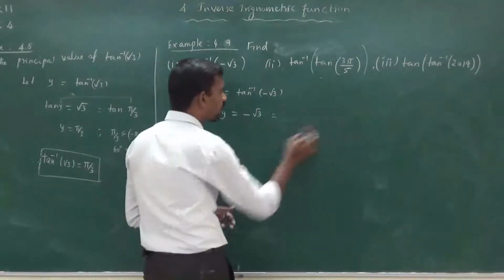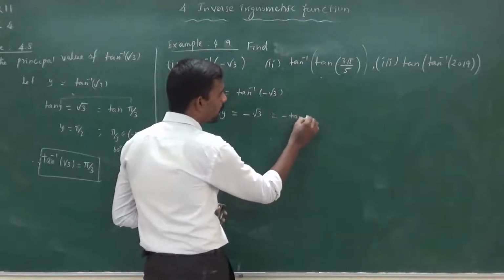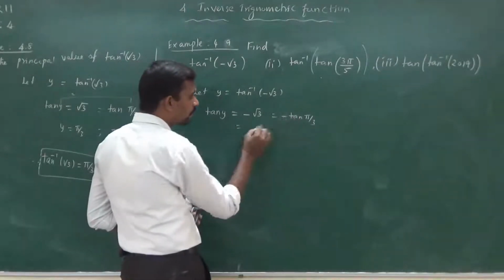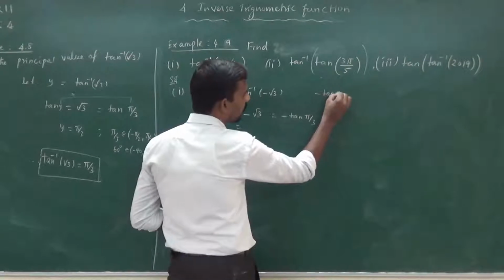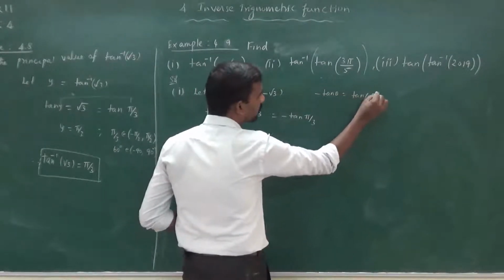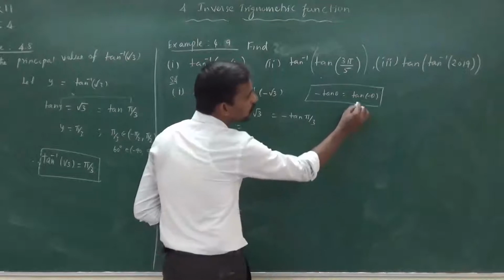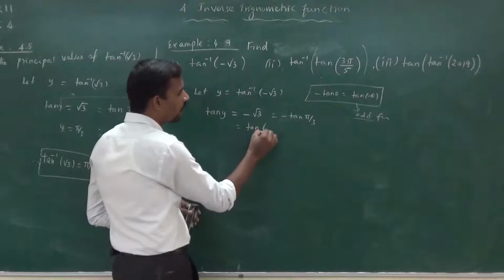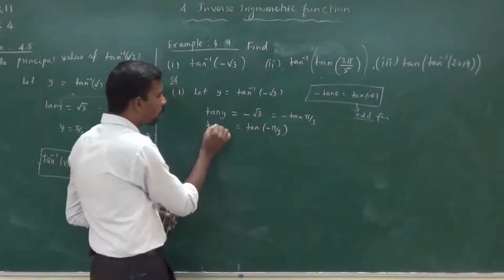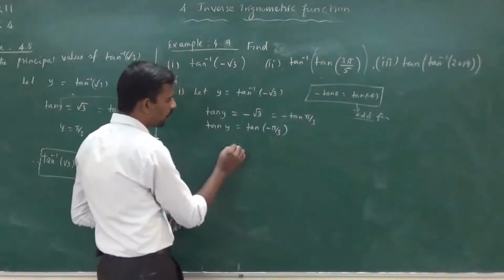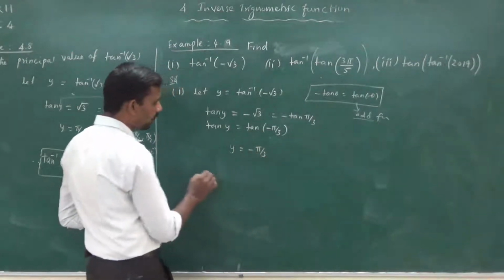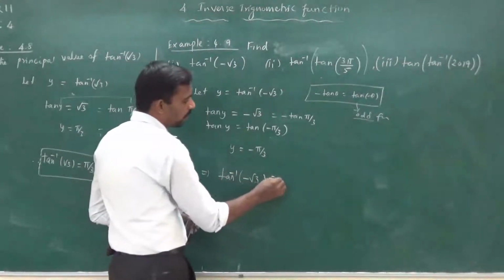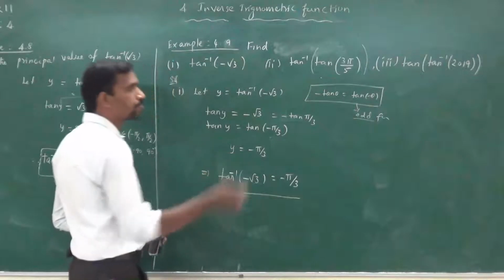Otherwise we can write it like this: minus tan pi by 3, because tan pi by 3 is nothing but root 3. And this minus tan theta, we can write as tan of minus theta, because tan is what function? Odd function. Tan is an odd function. So we can write tan of minus 5 degree. So tan y is equal to tan of minus 5 degree, then y is equal to minus 5 degree. This is the tan inverse of minus root 3, which is equal to minus 5 degree.